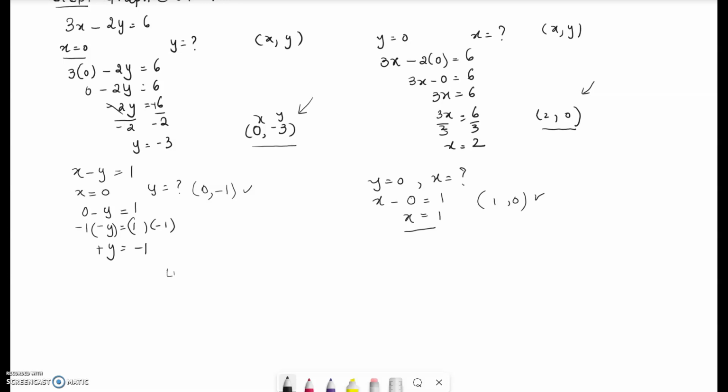So the line 1, we can get by joining the points 0, negative 3, when x is 0, y is negative 3, and then 2, comma 0. That's our first line. Our second line is 0 comma negative 1 and 1 comma 0.